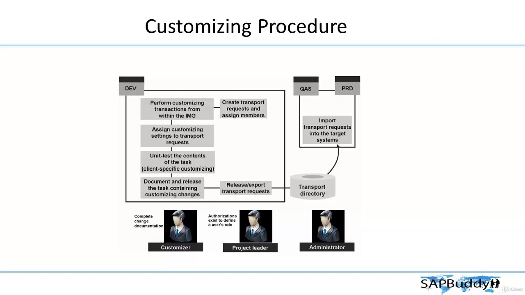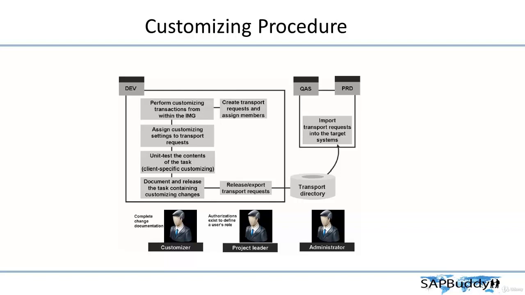So before going to the project manager, let's assume the customizer wants to test their configuration, whether it is working or not. This is called unit test. This test can be done in this specific test client which is in the development system itself. For that you can copy the changes to a different client in the same system without even releasing the TRs. We will see how we can do that in the system.